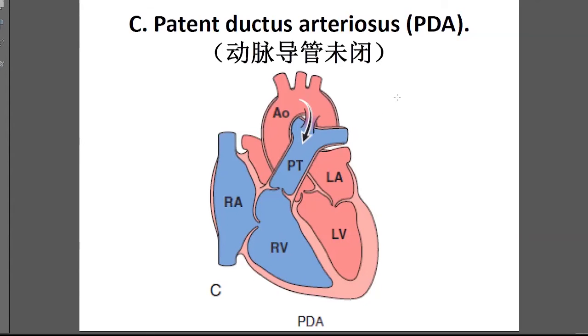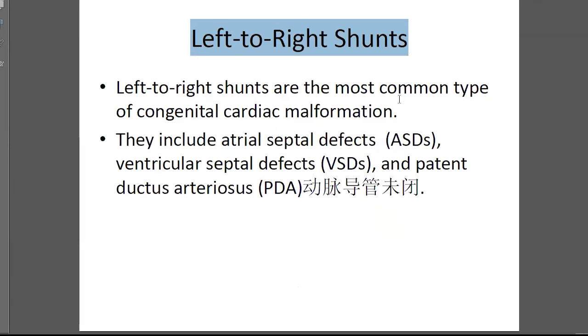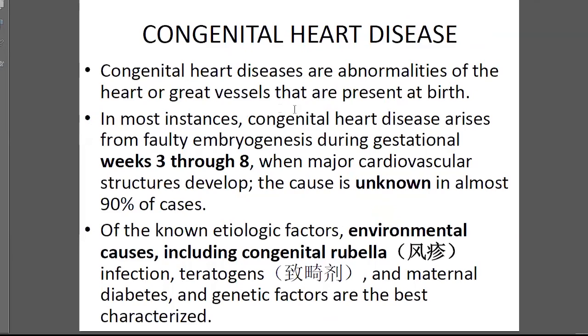So that's about congenital heart disease. We just went through 3 typical ones, but truly there are more patterns than this. But basically the idea is the blood flowing couldn't separate.